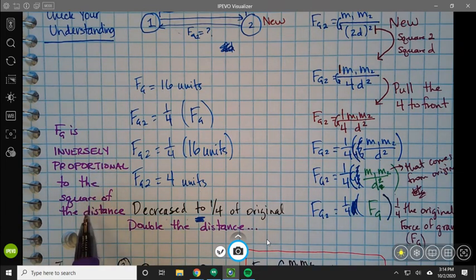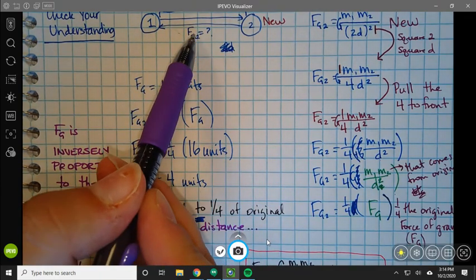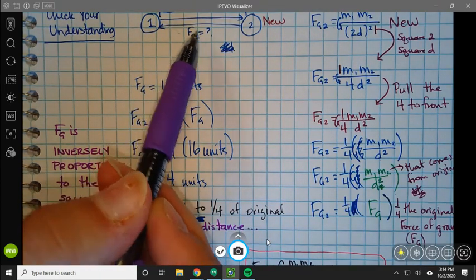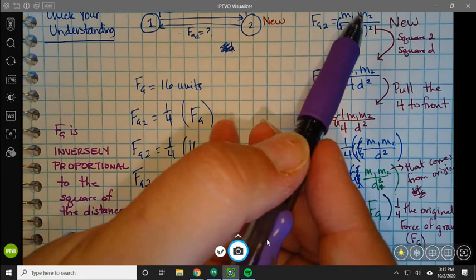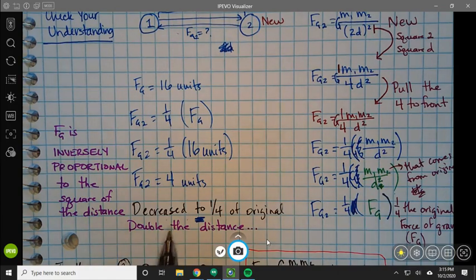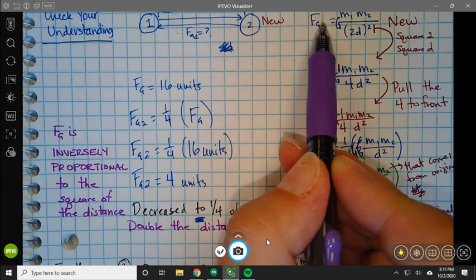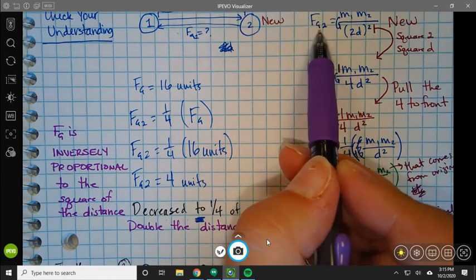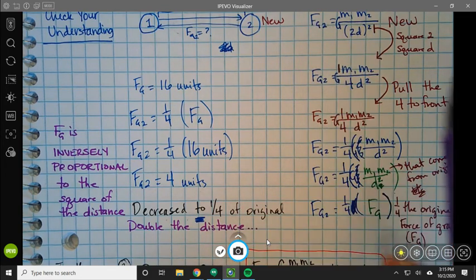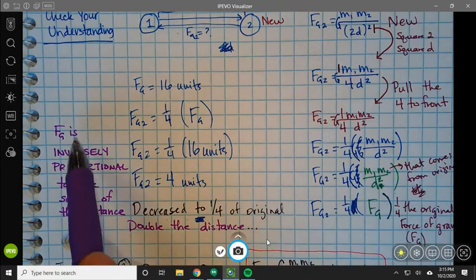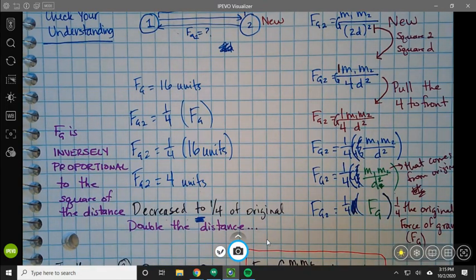Okay, and the way that we came up with that is that if our distance doubles, that's actually squared. Okay, so it ends up being squared, because our distance is squared. So our force of gravity is inversely proportional to the square of the distance. So that's kind of the description of what we're looking at here.